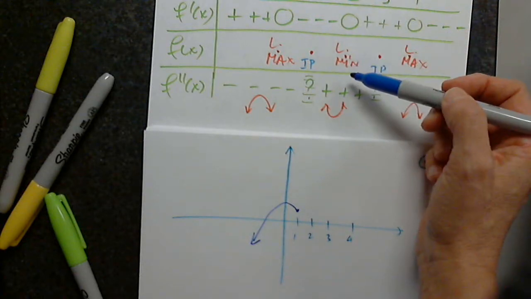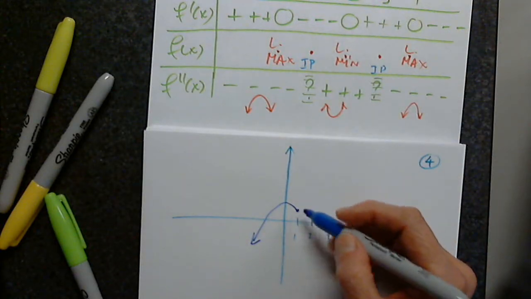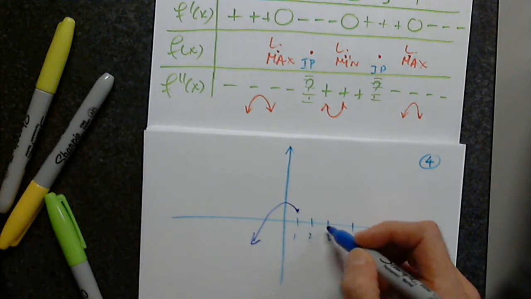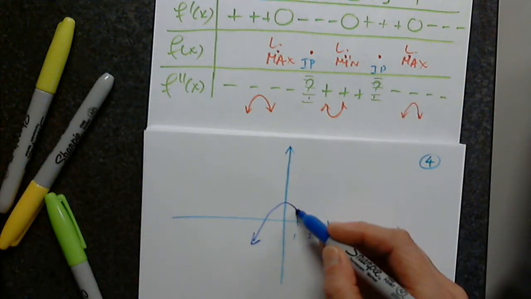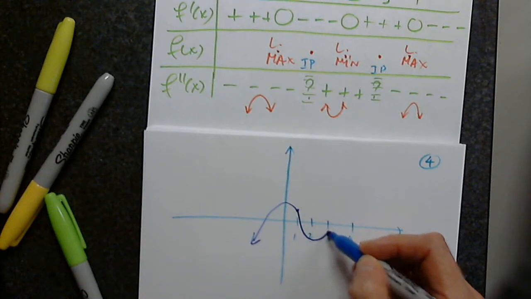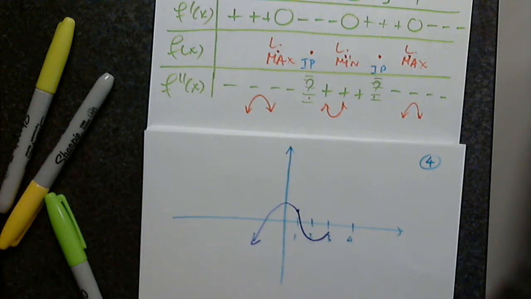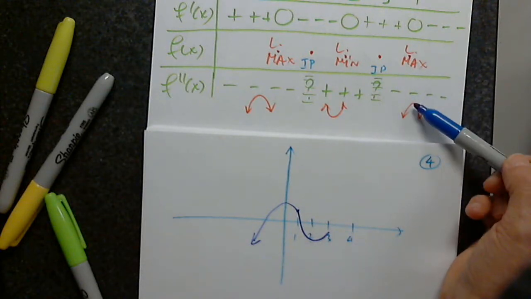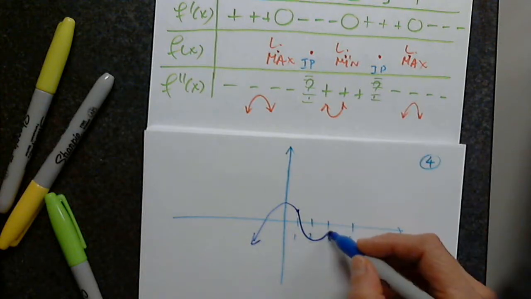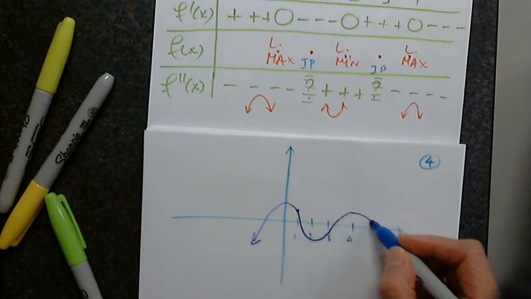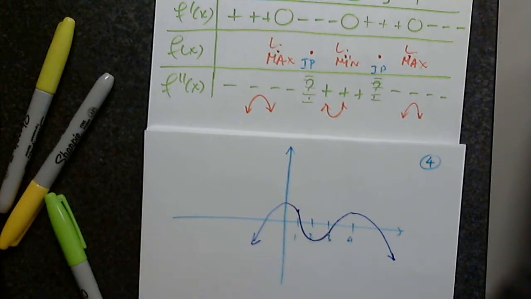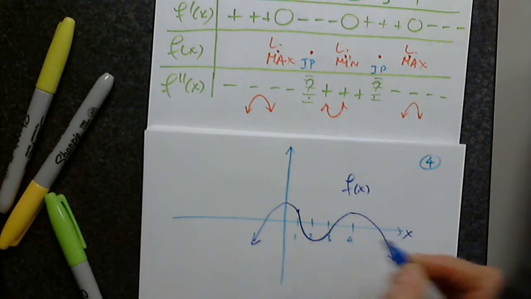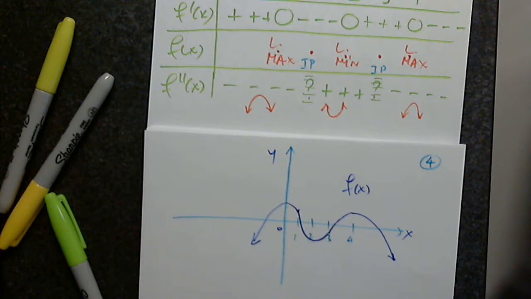So at 2, it has a local minimum. So here it changes concavity, and I can do this if I want to, as long as at 3, it changes concavity again. And then it opens downward. It has a local max at 4. And then I can do whatever I want. So this is an example of f of x. This is what I came up with, and you can come up with anything else.